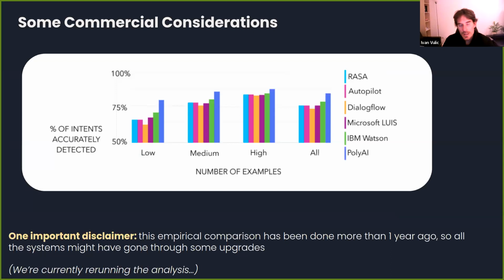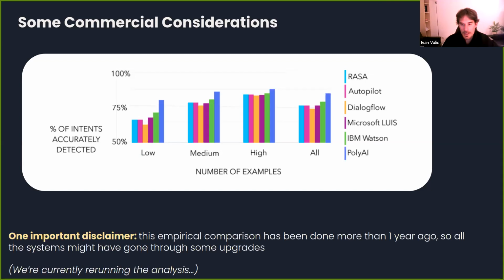And back in the day when we created this work, we also did some comparisons to existing commercial systems, and we were really happy with the results. So I'm just showing it to convey the message that even this very simple and efficient solution backed with neural sentence encoders can produce really, really accurate intent detectors.